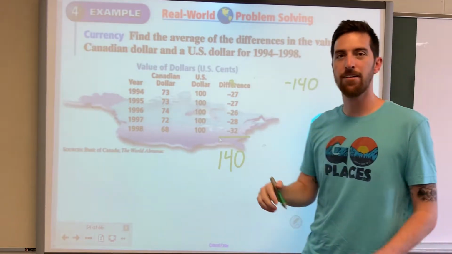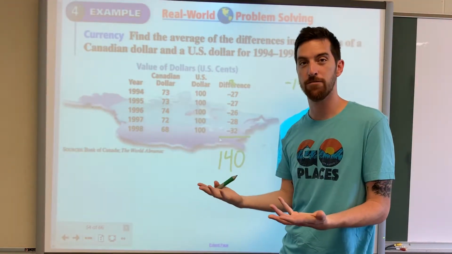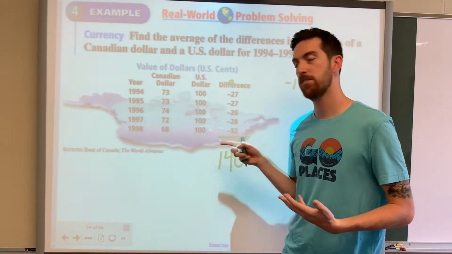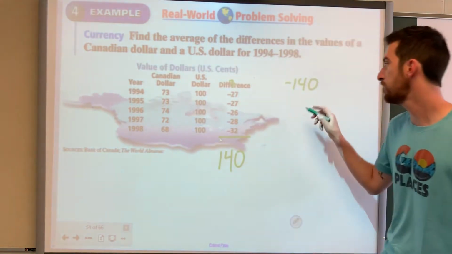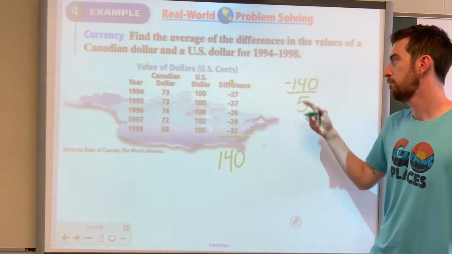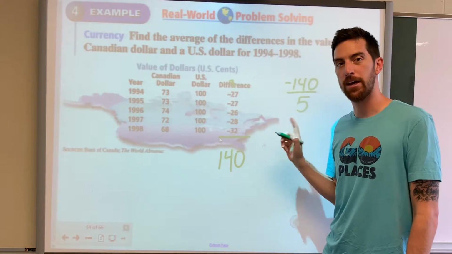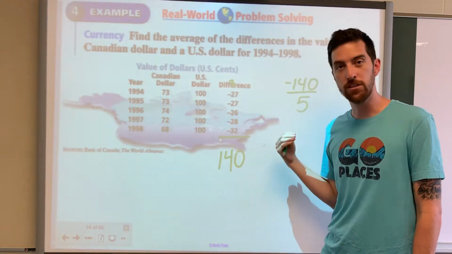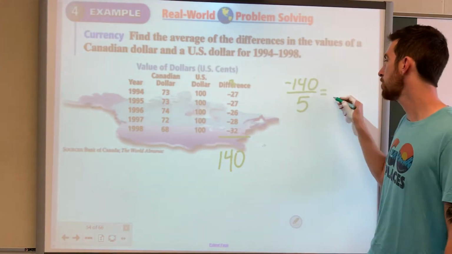When you're finding the average, you have to divide it by however many values there were. There were 5 numbers that we added up here, so we're gonna have to divide this by 5. We have a negative divided by a positive, one of each, so it results in a negative number.